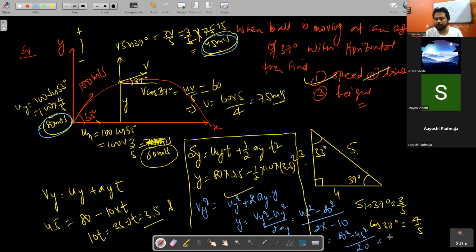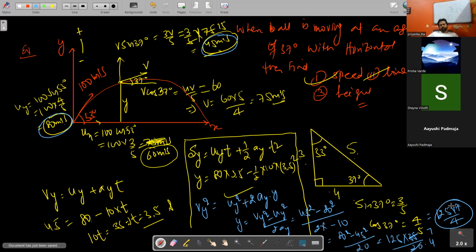Now tell me, a square minus b square, that is a plus b into a minus b. That is 125. A minus b, 35. It's simple now, right? 5 fours are 20, 5 sevens are 35. So this is like 125 into 7 upon 4. Much easier. Both will give you the same answer, but calculation may be different.